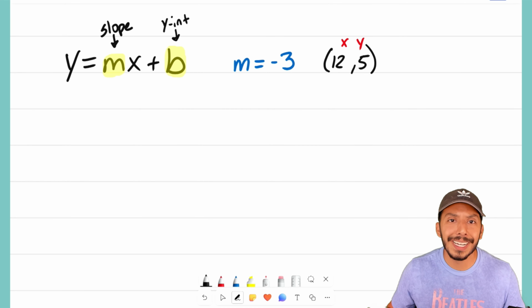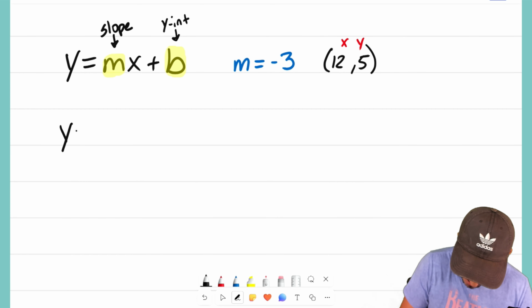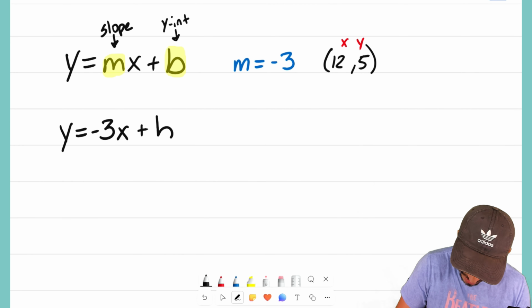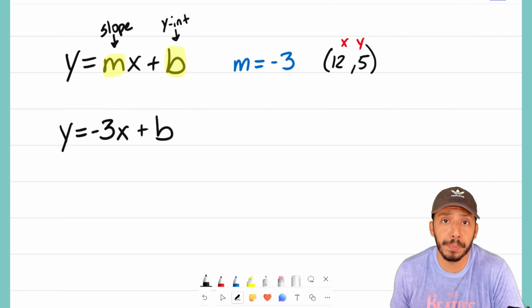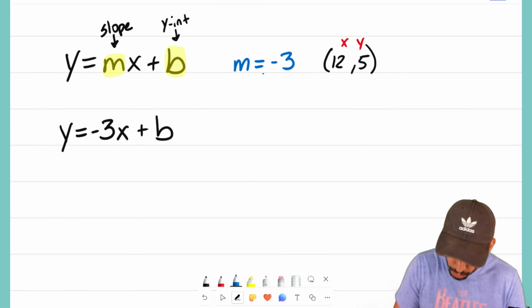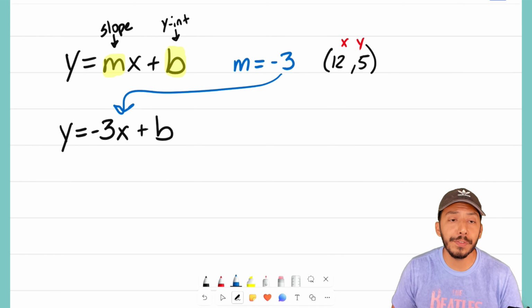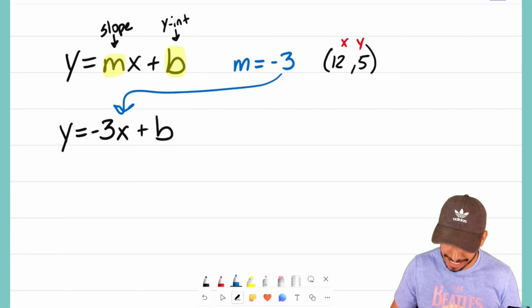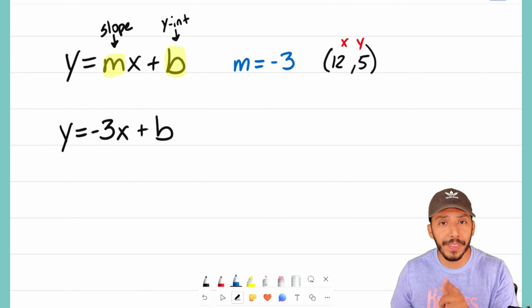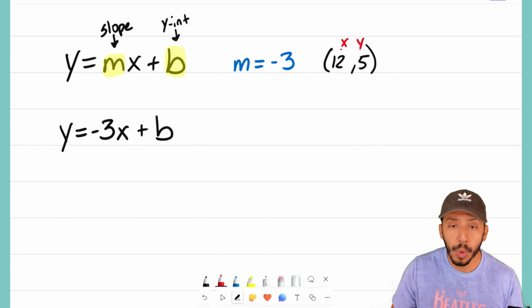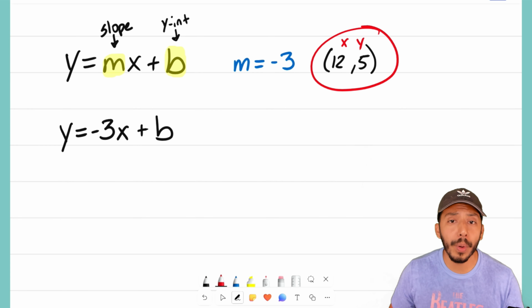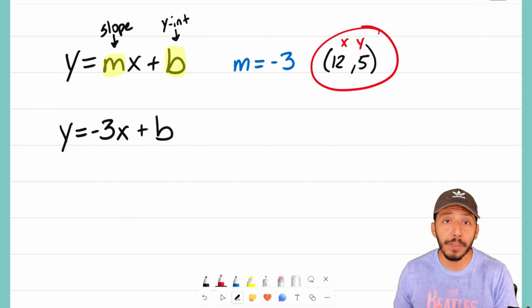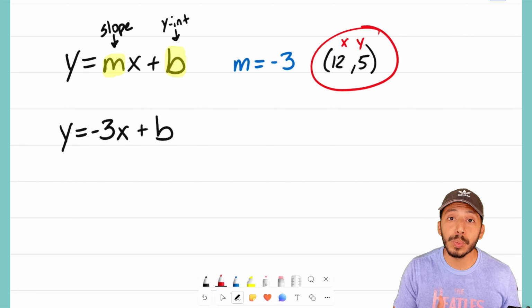So let's see how we can solve this out. Using a bit of algebra, we can do this. What I'm going to do first is write out this equation, but instead of writing out mx plus b, I'm going to write -3x plus b. The reason is, I know that my slope is -3. So I'm going to change m to be what m really is. M is -3. The same way I'm doing that, I'm also going to do that with our point. Remember, our point is (12, 5). 12 is what x is. 5 is what y is.